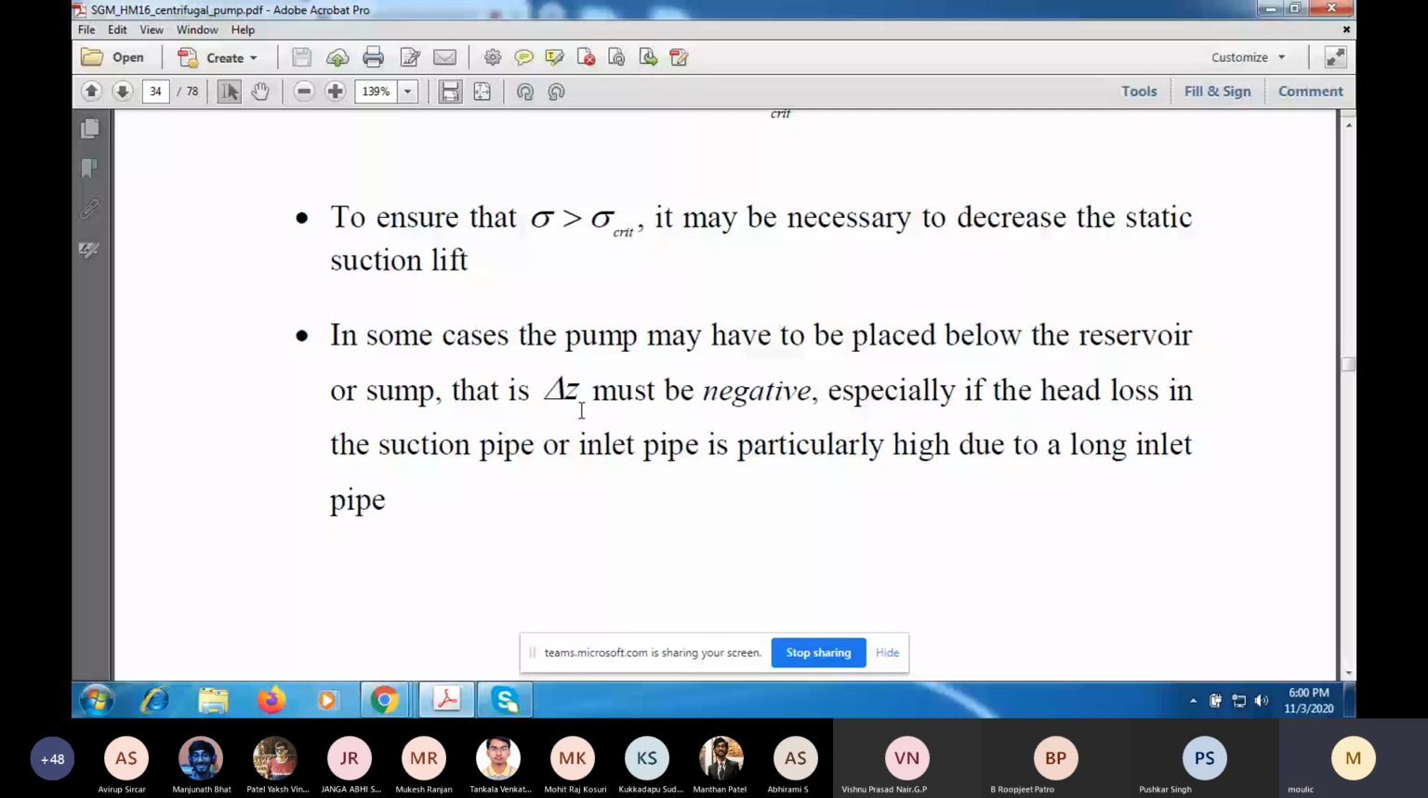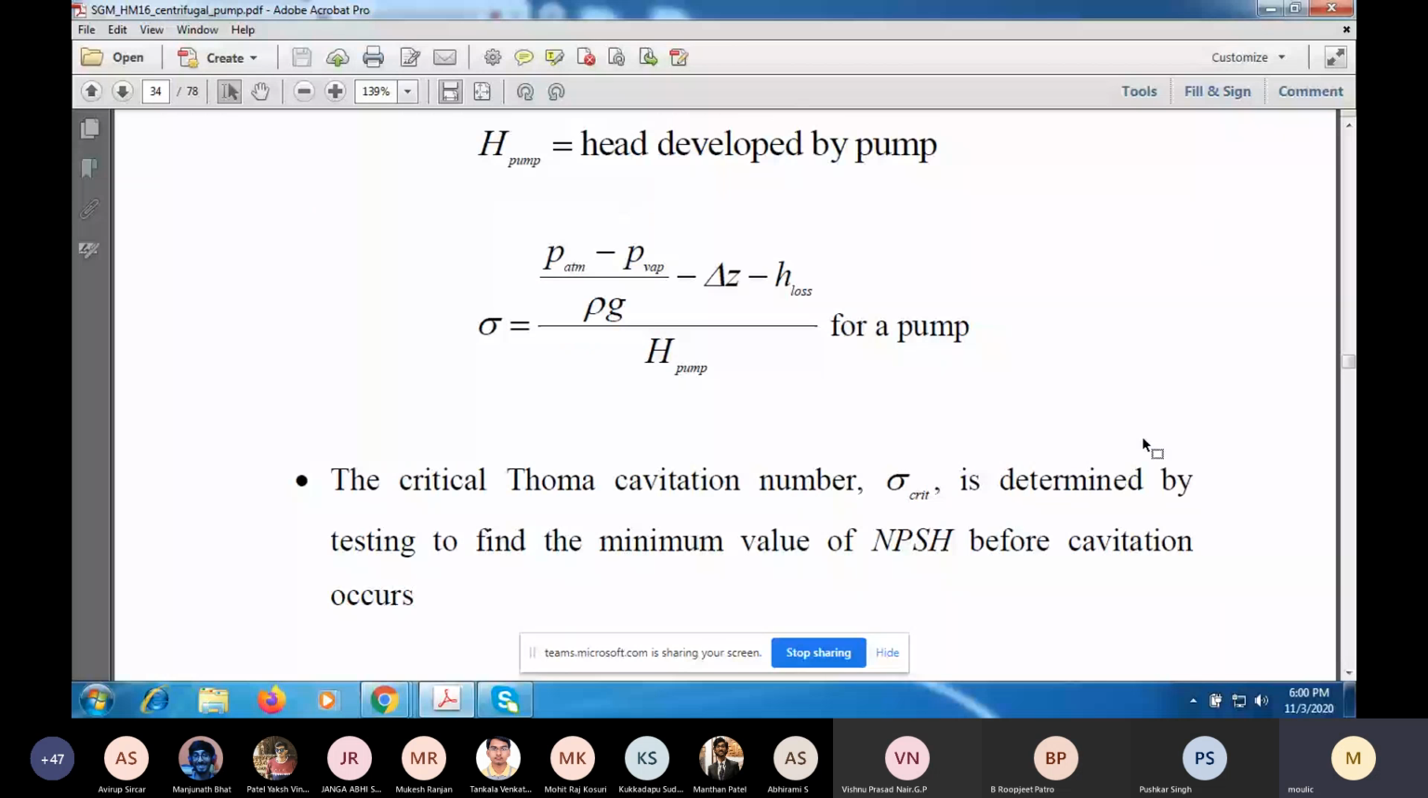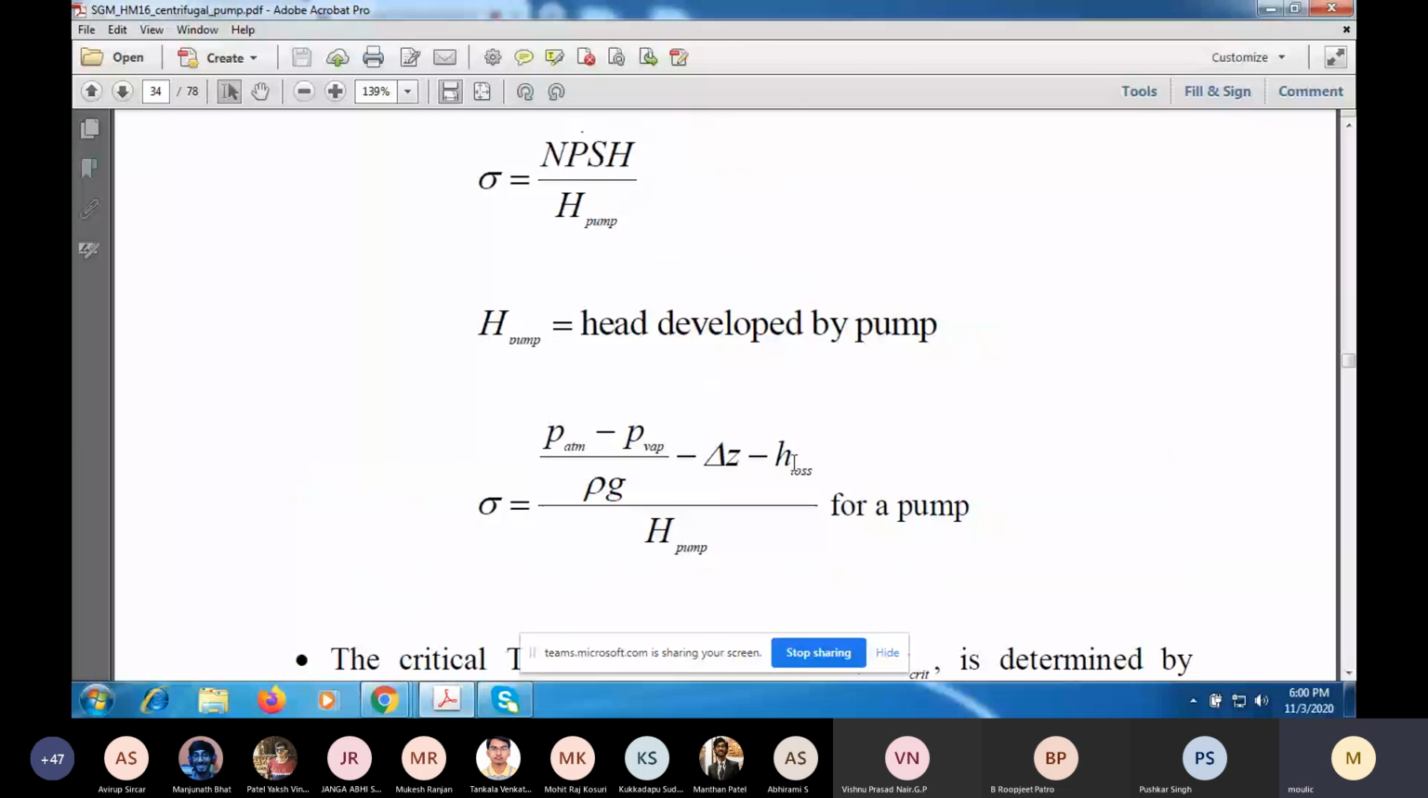Okay, so this is required when the inlet pipe is very long. If you have a long inlet pipe, then this head loss term will be large. So if you're subtracting a large quantity from this difference between atmospheric pressure and vapor pressure here, okay, then sigma will be small. Okay, in that case you may want delta Z to be negative.